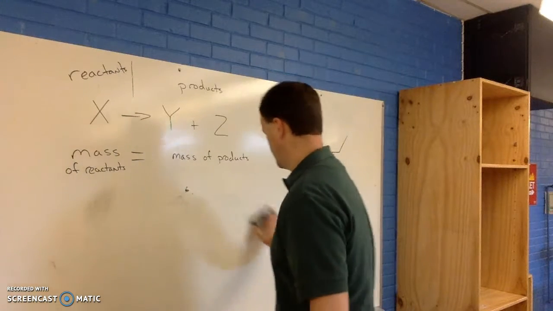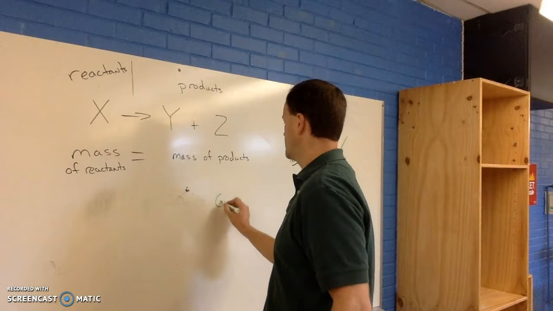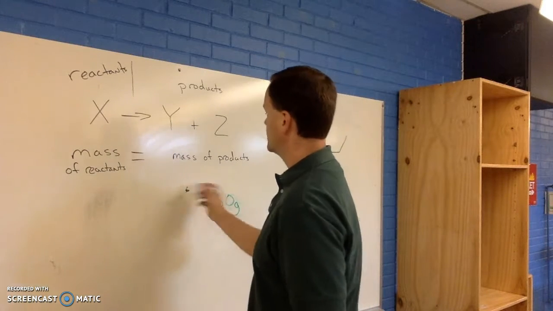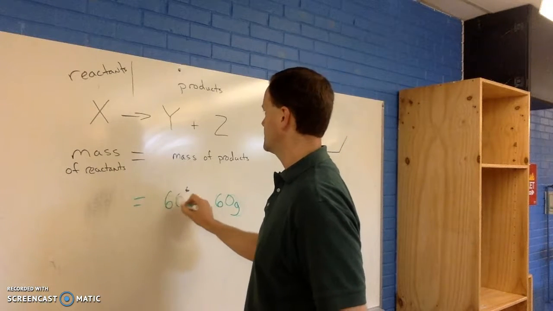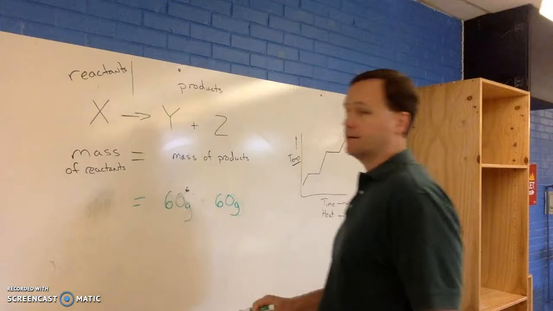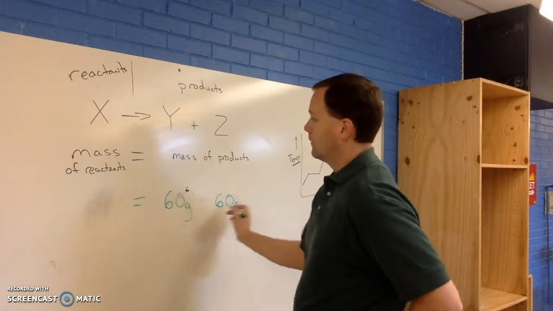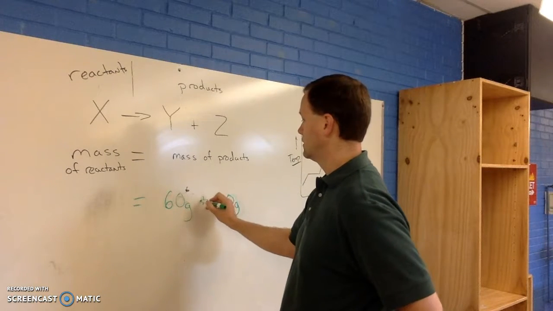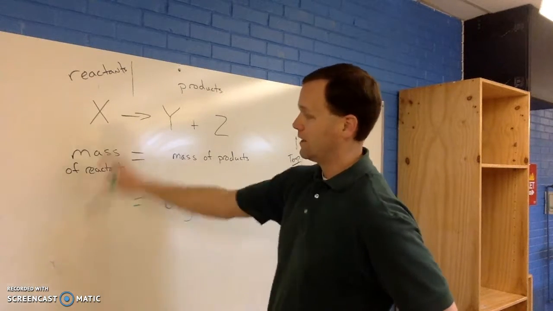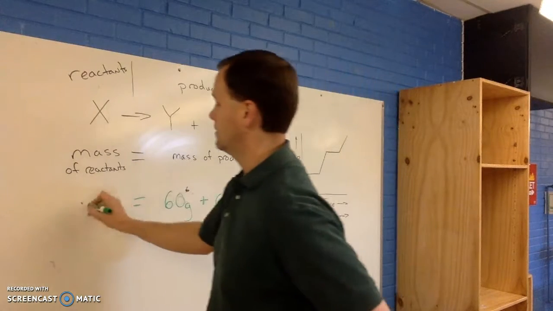Do a little something different. What if we had, say, 60 grams of Z, and let's say we had 60 grams of Y? Let's say we made the same amount of each. If we want to know how much X we started with, all we have to do is add these two together, right? Because this side has to equal that side. So 60 plus 60 makes 120.